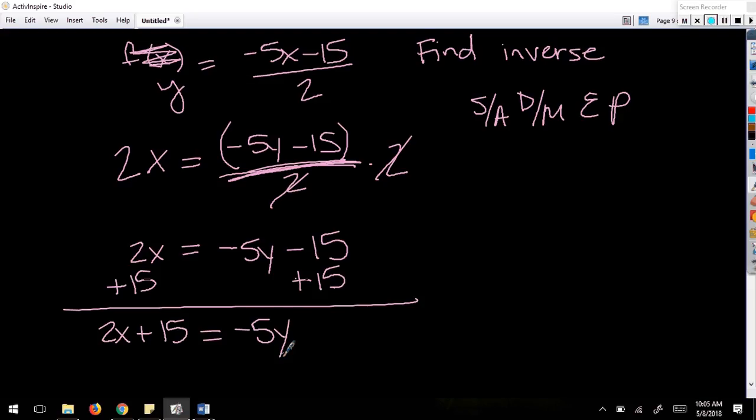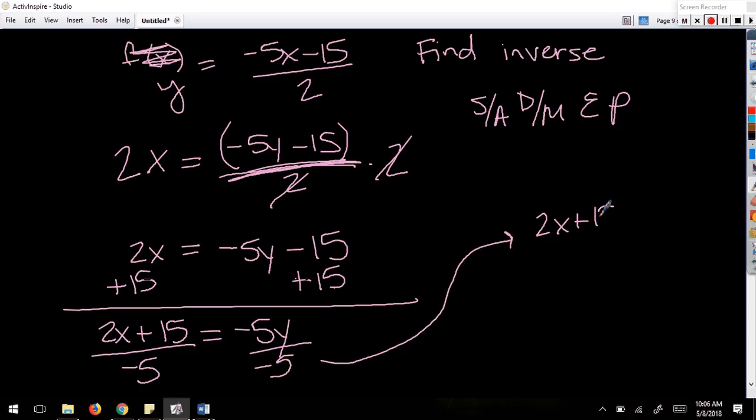Well, the 15 doesn't have an x on it, so don't combine it with the 2 that's there. Just leave it. This is a lot of write it and leave it the way it is, not combine things. So now what do I do to get y by itself? Divide by negative 5. So the inverse here is 2x plus 15 over -5.